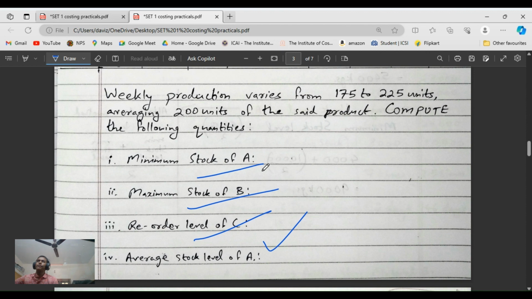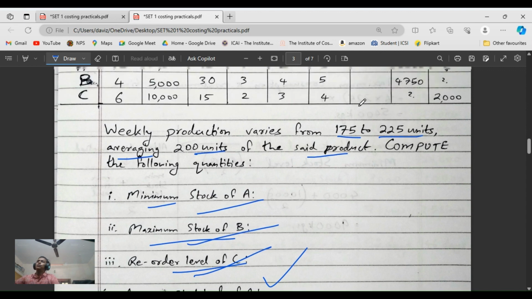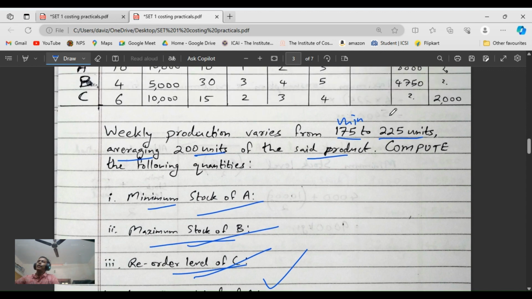average stock of A. It is provided in the question that the weekly production varies from 175 to 225 units, averaging 200 units of the product. We have to compute the minimum stock of A, maximum stock of B, reorder level of C, average stock level of A. The weekly production varies from 175 to 225. So the minimum is 175, the maximum weekly is 225 and the average is 200.